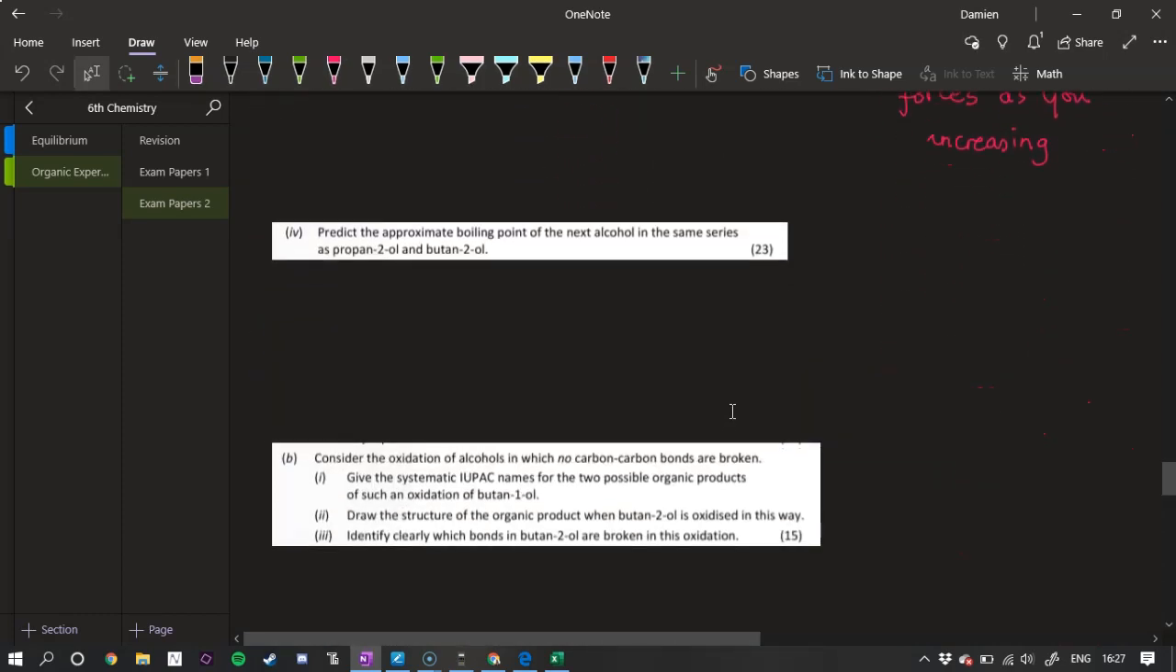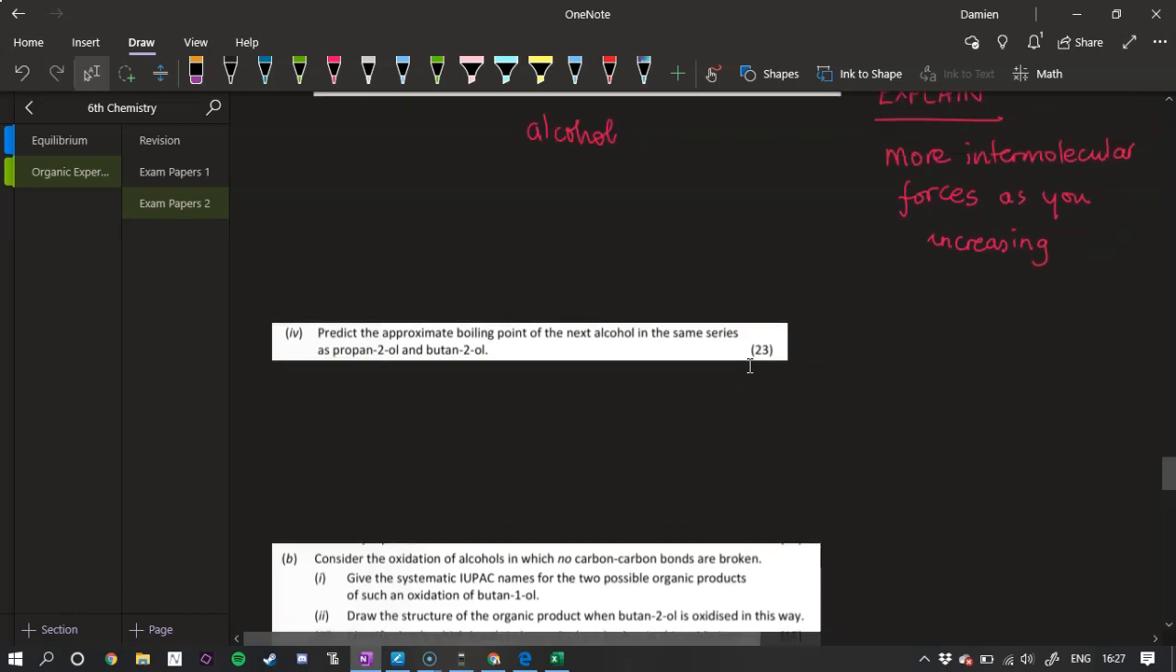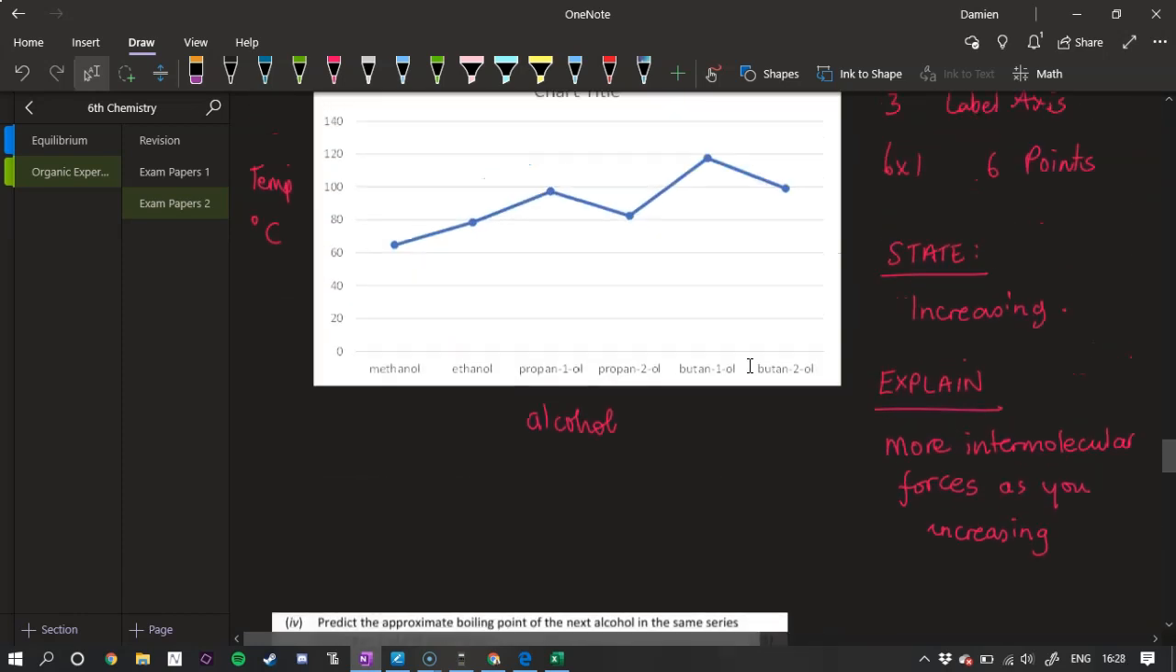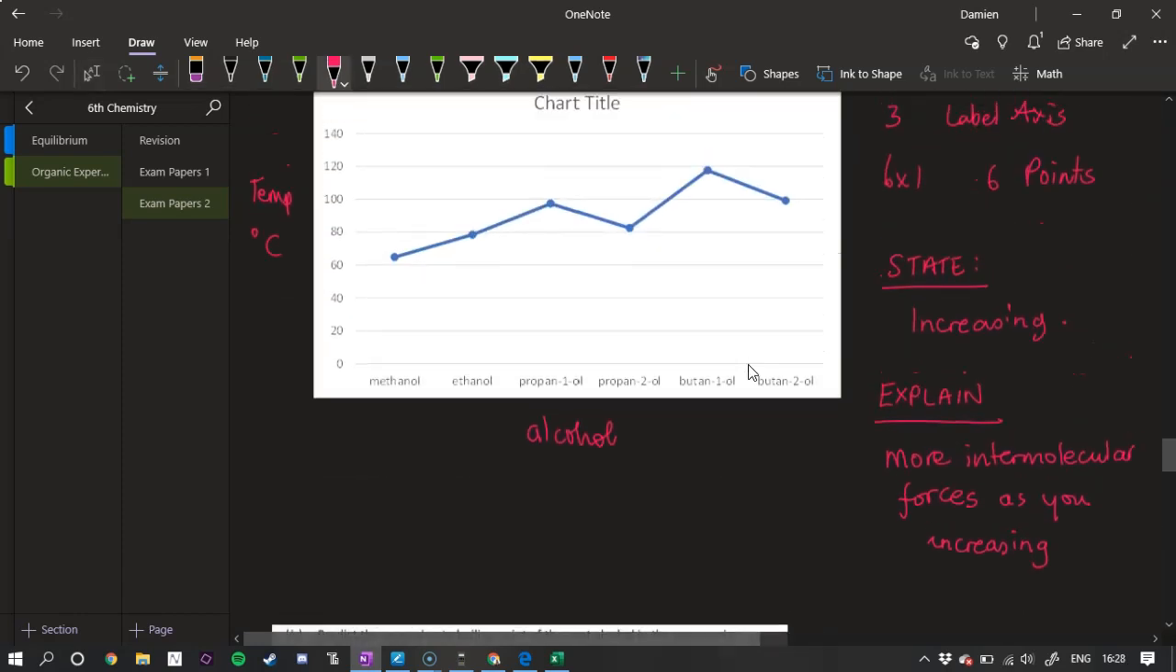Part 4 then says predict the approximate boiling point of the next alcohol in the same series as propan-2-ol and butan-2-ol. So the next boiling point. So let's have a look here. There is propan-2-ol, there is butan-2-ol, and if you're looking at this, it's almost on the line. This one here is on the line. So if you were to predict, the next one will probably be on the line as well, somewhere around there.